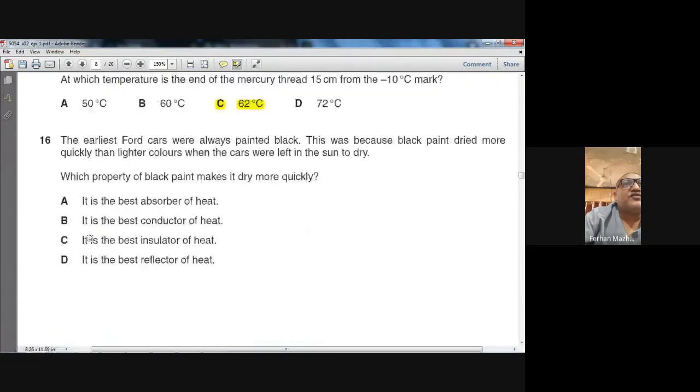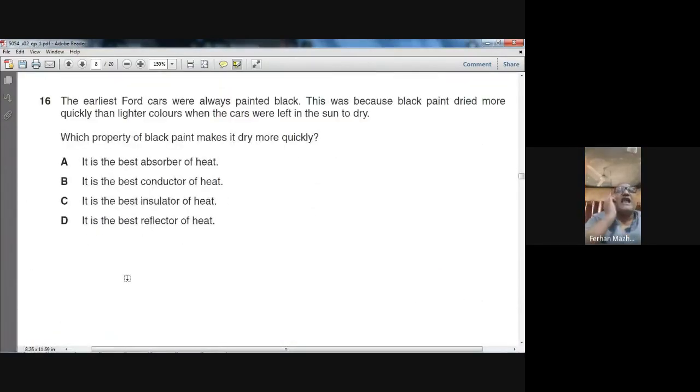Question 15 is done. Question number 16 is on your screen. He says the earliest Ford cars were always painted black. This was because black paint dried more quickly than lighter colors when the cars were left in the sun to dry. Which property of the black paint makes it dry more quickly?